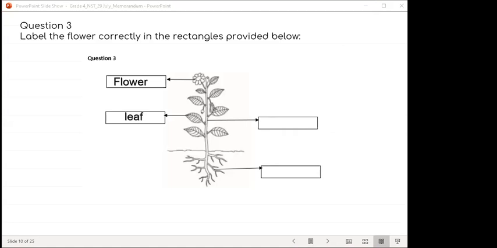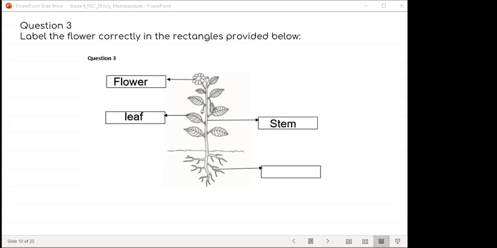Stem. There we go. Come again. Stem. Beautiful, Siyabonga. Well done. And indeed, it is the stem. Okay, Tyron, last one. Last rectangle. The last one is roots.